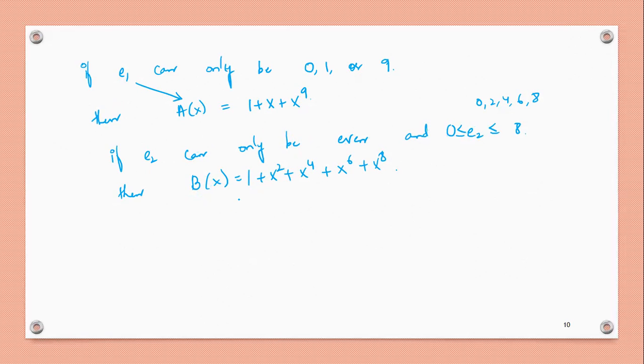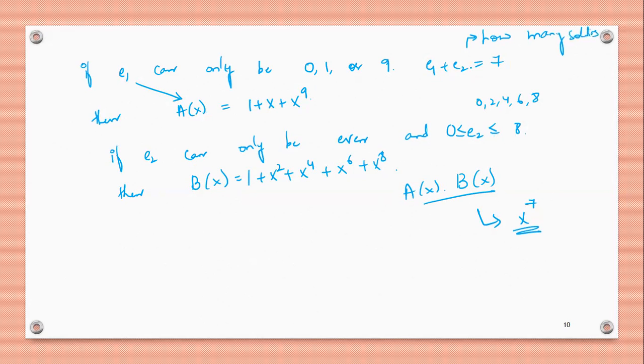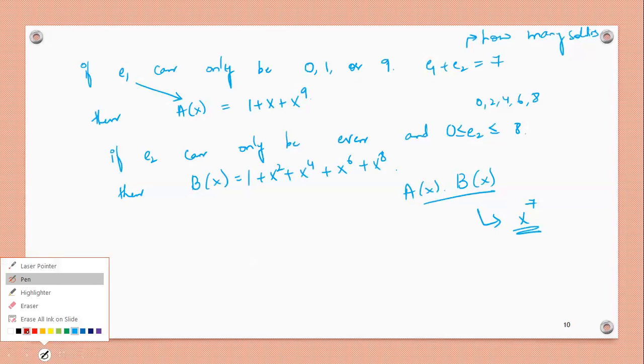And suppose now we have to find e1 plus e2 is equal to 7. Then we should multiply a of x into b of x, and whatever is the coefficient of x power 7 will be our solution for how many solutions are there where e1 plus e2 is equal to 7. Okay, so this is the way we do it. We will see an example, but before that we will also see a few cases for the same problem.